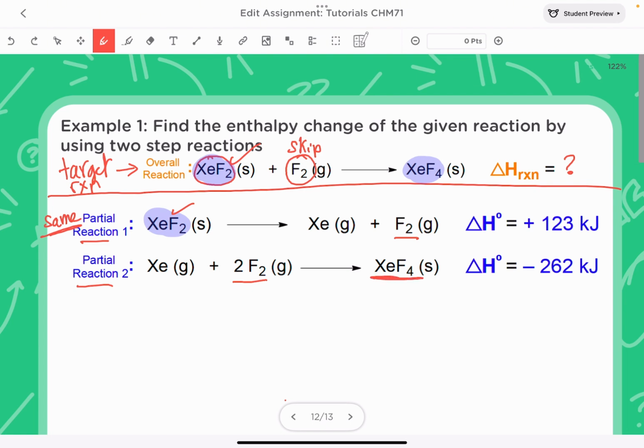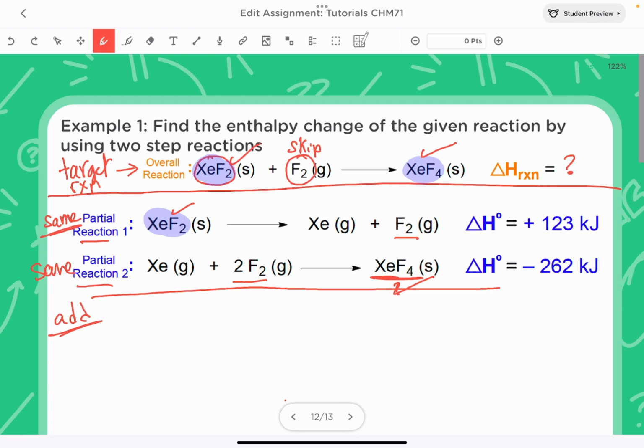XeF4 is in reaction 2. I need it as a product. Is it on the product side? Yes, it is. So again, reaction 2, nothing to be done to it. I'm not going to multiply. I'm not going to flip. I'm just going to keep it the same. Therefore, in Hess's law, you always need to add those steps of reaction. If a reaction is multiple steps, you need to add them.